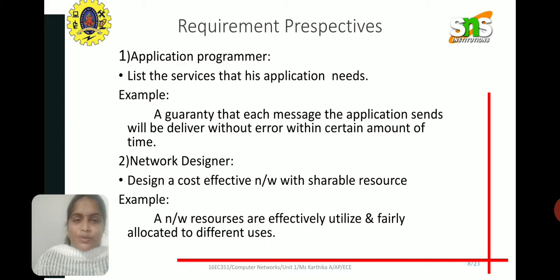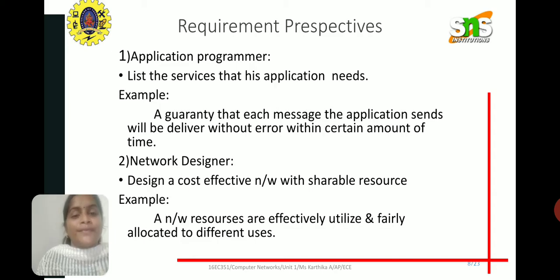Basically, that is the concept. For example, a guarantee that each message the application sends will be delivered without error within a certain amount of time. It is a requirement of any particular customer to the application programmer end.